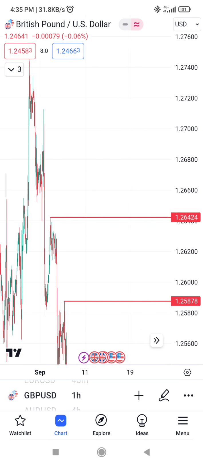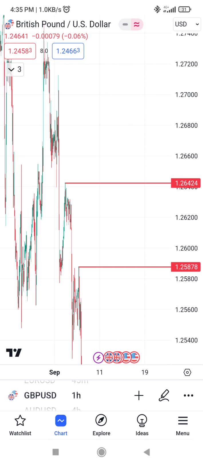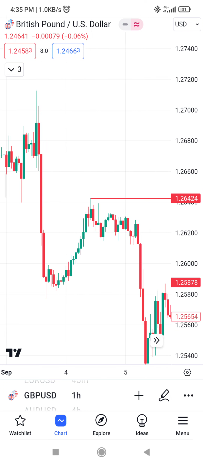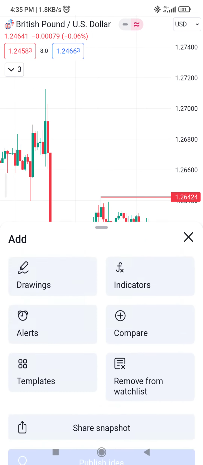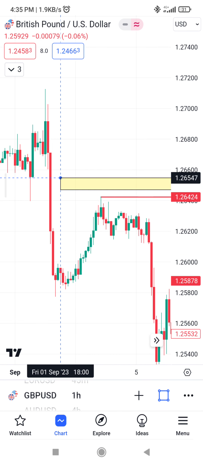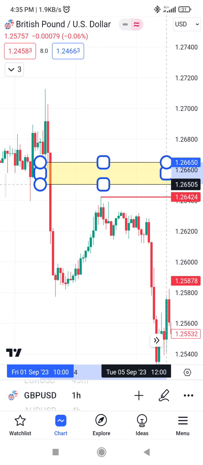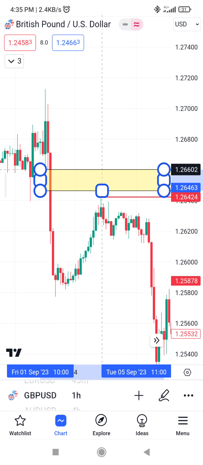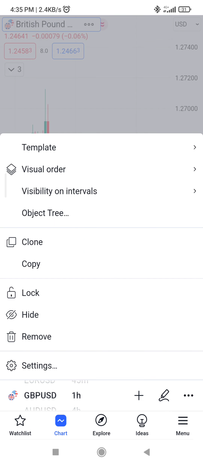So now what we're going to do is go one by one. So the first one here, where is the fair value gap? Do we have a fair value gap? Yes, we do. So let's mark it out. I'm going to refine it on the 15 minutes. So you'll be surprised at the accuracy of what I'm doing.